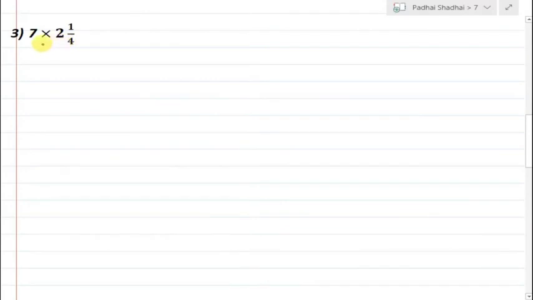Let us check it for the third. 7 into 2 integer 1 by 4. First we will convert 2 integer 1 by 4 from a mixed fraction into an improper fraction. 4 2s are 8 plus 1 is 9. Remember it, 9 by 4.